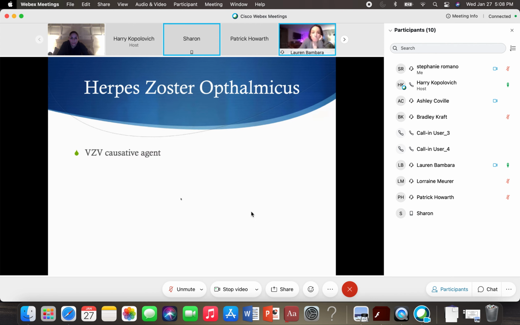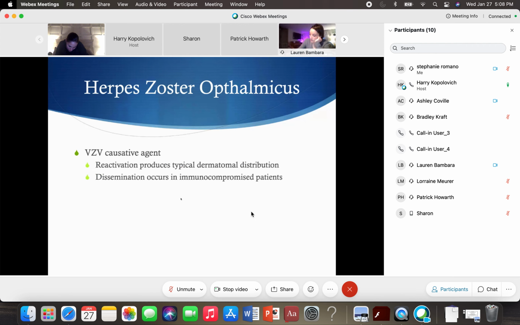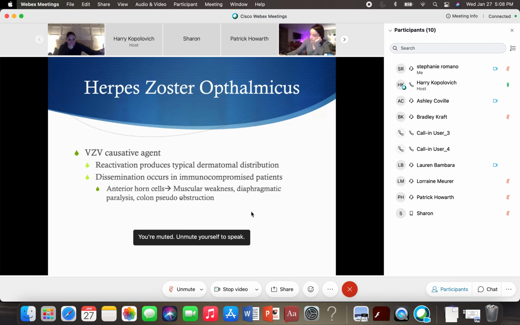Fantastic. So herpes zoster ophthalmicus specifically is caused by varicella zoster. And reactivation in the V1 distribution is what produces a typical dermatomal finding, the skin finding. It's possible to get widespread dissemination in people that are immunocompromised. We see zoster obviously in immunocompetent individuals, but if you see it involving 2 or more dermatomes, you have to be concerned that there's underlying immunocompromise.